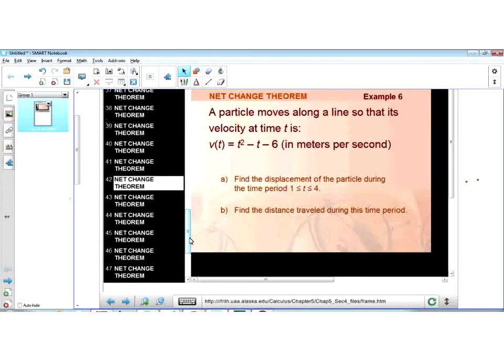Okay, so the displacement would be the evaluation of the integral from 1 to 4 of v of t. That's your displacement. And we just use the net change theorem to find displacement. The distance traveled would be the definite integral of the absolute value of the velocity function. Okay, so that's the distinction.